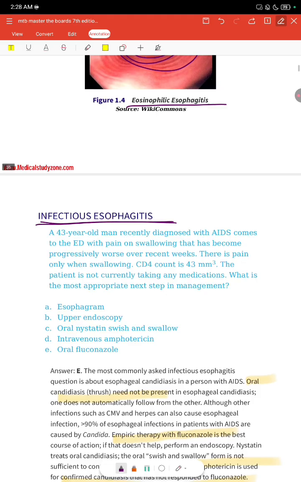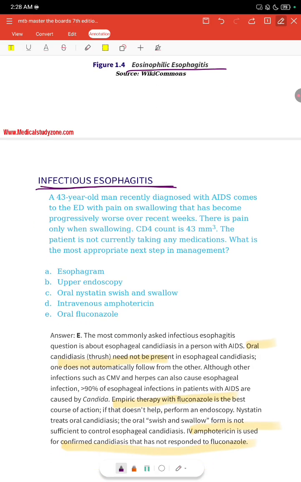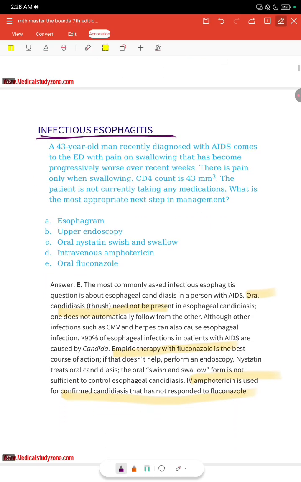Infectious esophagitis. A 43-year-old man recently diagnosed with AIDS comes to the emergency department with pain on swallowing that has become progressively worse over recent weeks. There is pain only when swallowing. CD4 count is 43 per mm cubed. The patient is not currently taking any medications. What is the most appropriate next step in management?